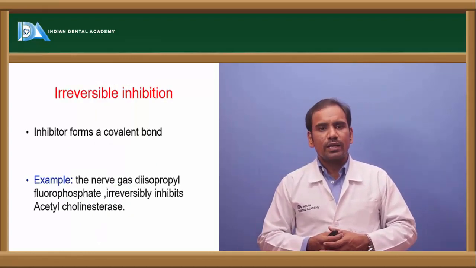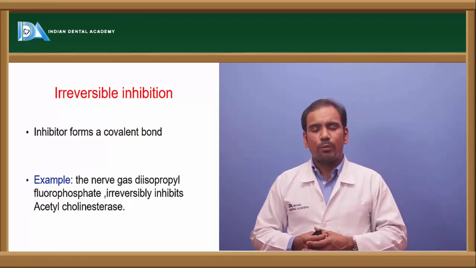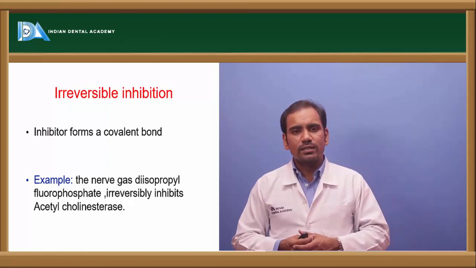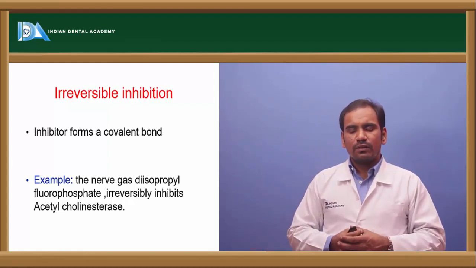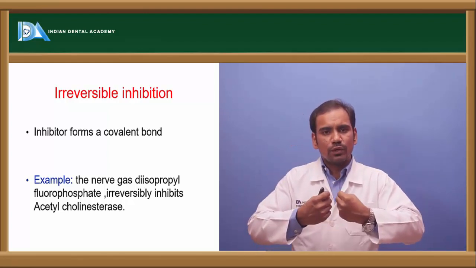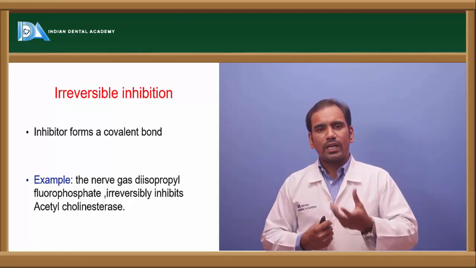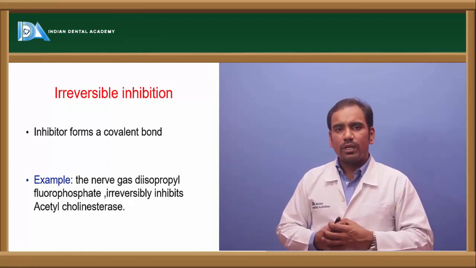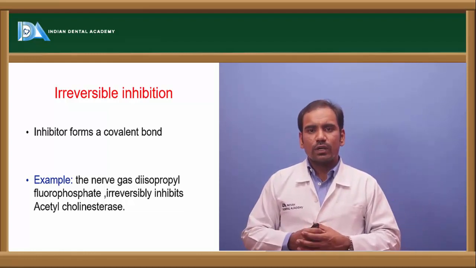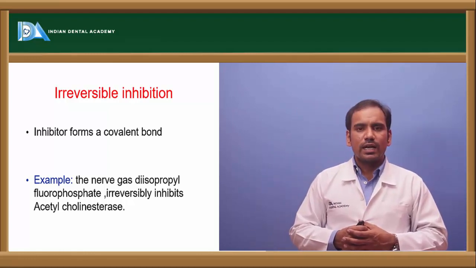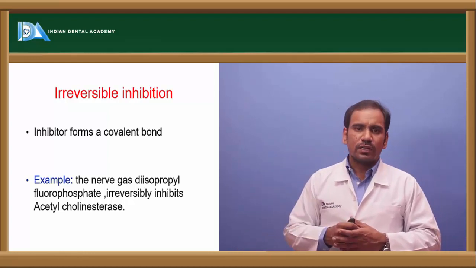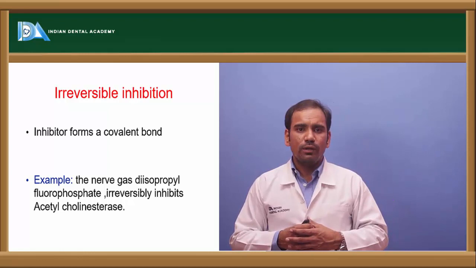So till now we have seen reversible inhibitions: competitive inhibition, non-competitive inhibition and uncompetitive inhibition. Whenever the inhibitor binds covalently with the enzyme, it leads to irreversible inhibition. There the inhibitor binds tightly with the enzyme, so we cannot dissociate that inhibitor from the enzyme by dilution or whatever mechanism it may be. Such types of inhibitions we call irreversible inhibitions. There is one compound called nerve gas, that is diisopropyl fluorophosphate, that inhibits the enzyme acetylcholinesterase by this mechanism called irreversible inhibition.